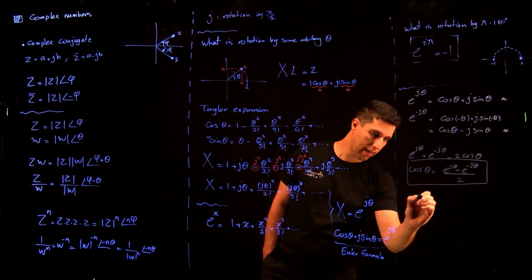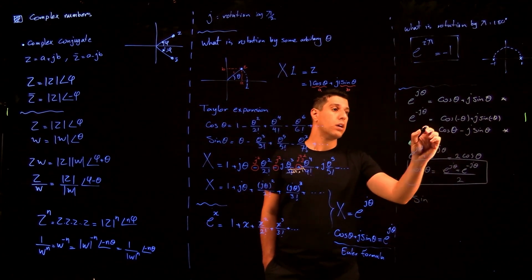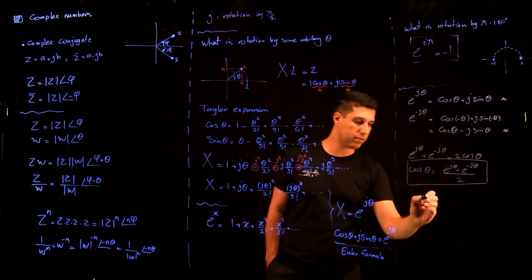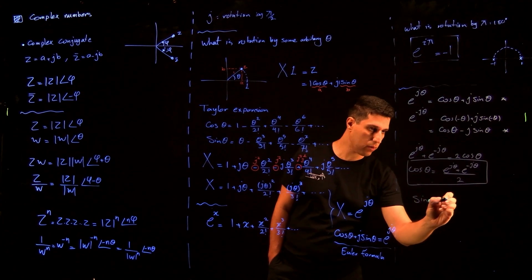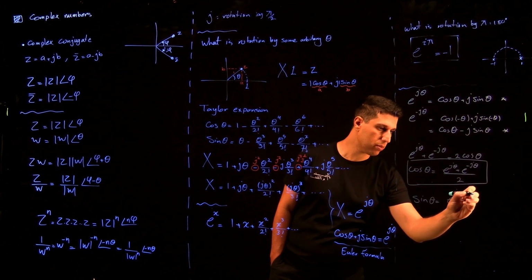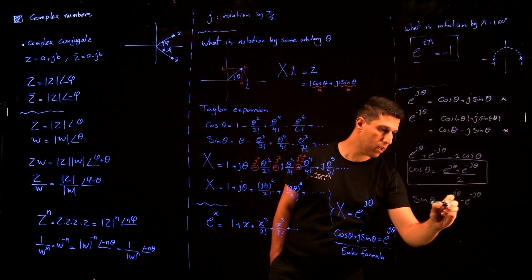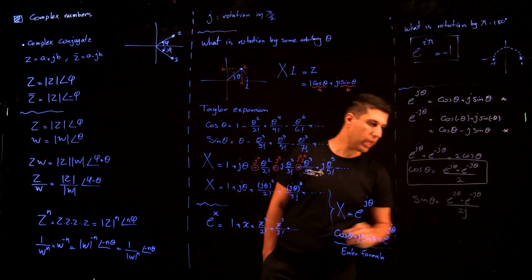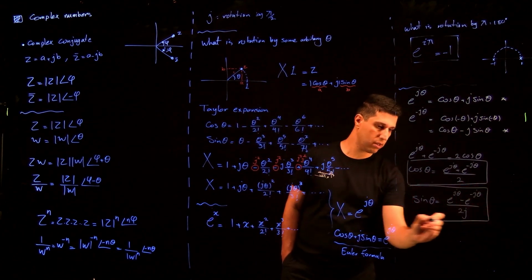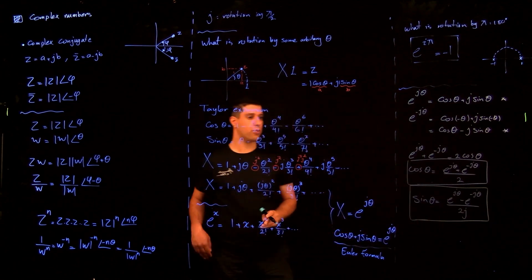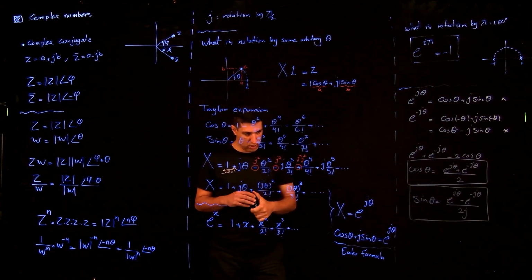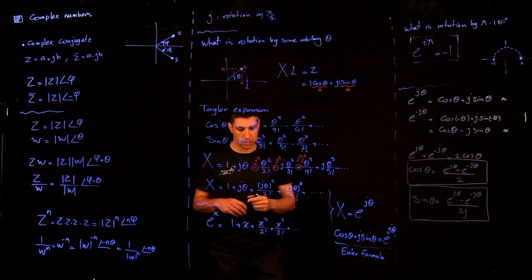Similarly, we can subtract the two, then the cosines would cancel. I'll have sine of theta is e to the j theta minus e to the minus j theta divided by 2j. And that is a very useful way of writing sine of theta as a complex number representation.